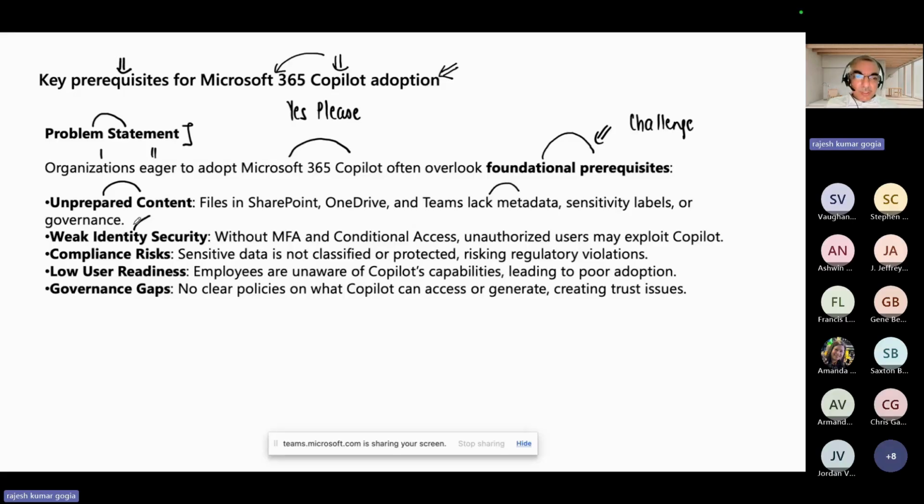Weak identity. This is also something a bit challenging. Why? Because if we have a weak identity, security becomes a key challenge for us, isn't it? Imagine I'm just relying on the username and password, which means only the simple credential. That can be the biggest risk. Why? Because I'm not using multi-factor and I don't have any conditional policies. And the result becomes what? The unauthorized users may exploit Copilot as well.